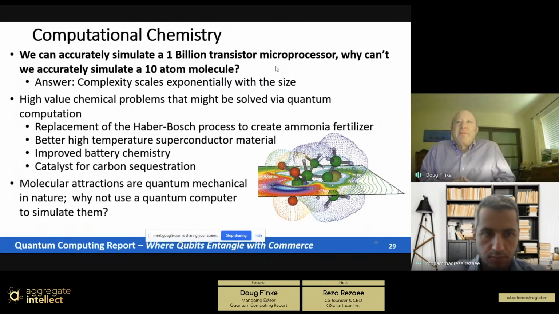And so I talked about computational chemistry. You really want to be able to simulate these things, and if you can do that, you are able to come up with new materials and new processes a lot faster. One of the things that people talk a lot about is creating ammonia-based fertilizer from nitrogen in the air. It turns out this is very important because fertilizer is used for food. We're feeding the world's population.